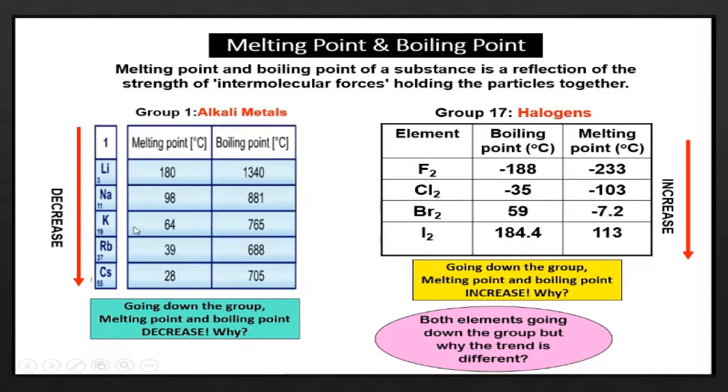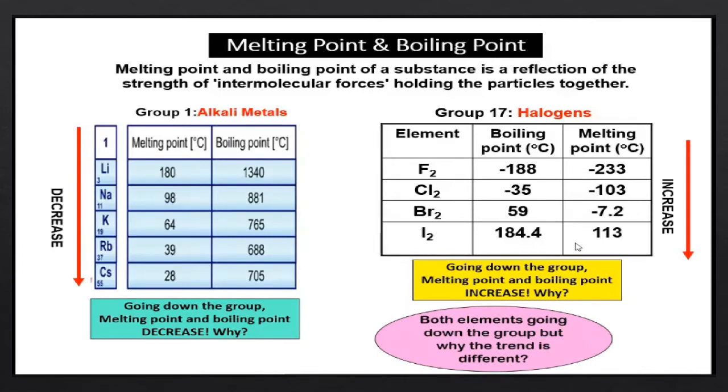When going down group 1, you check the melting point and boiling point, what happened? Decrease. Yes, decrease. Now we look at group 17, halogens: chlorine, bromine, iodine. When going down the group, what happened to the melting point and boiling point? Increase. As we learned before, when going down the group, the size of the atom increases because the principal quantum number increases and then the shielding effect increases. This is what we learned before. So the strength gets weaker.